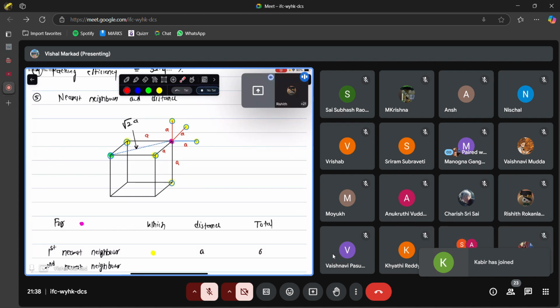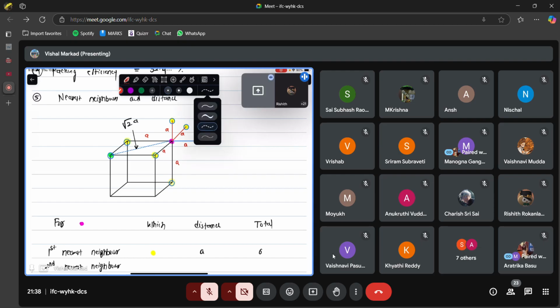Now look at it. This is the face diagonal. There is one more thing known as body diagonal. From here to here, till here. Are you understanding? You can consider two opposite faces in your room. From one corner to exactly the opposite corner. That is the body diagonal. And the value of the body diagonal will be root 3a.